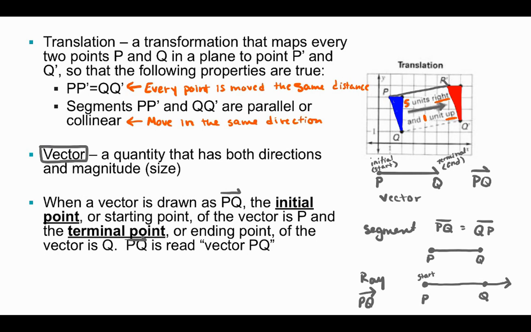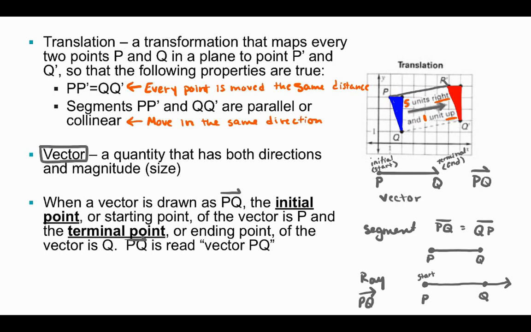So this is a really complicated way of saying that every point is moved the same distance and every point is moved in the same direction. So every point is moved the same distance and the same direction. So when you look at our object, every point in our object is moved the same distance. So that's our number part, and the same direction.